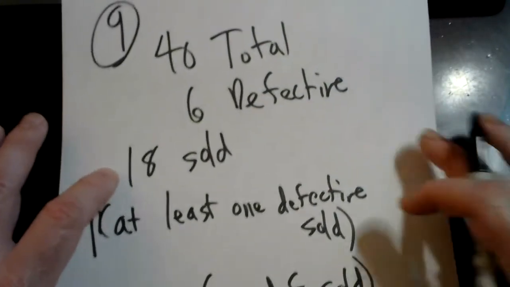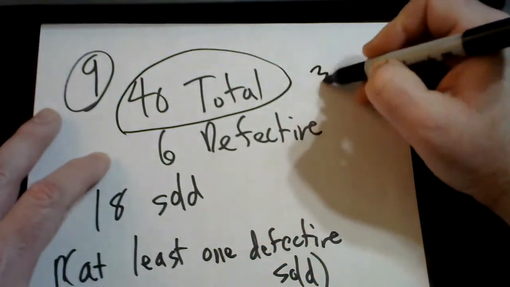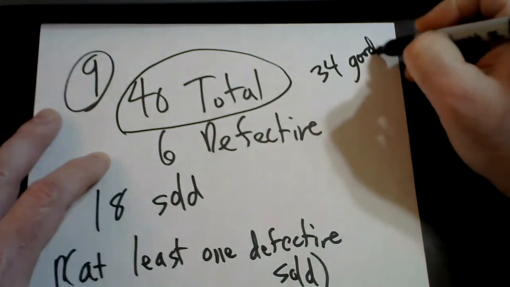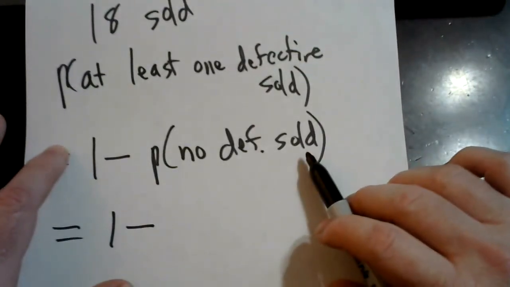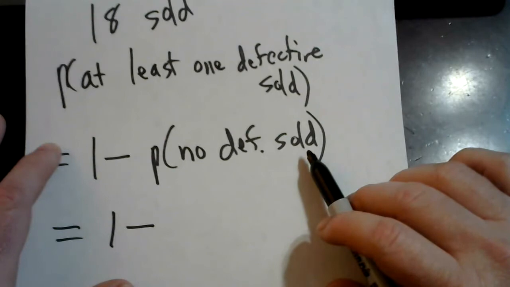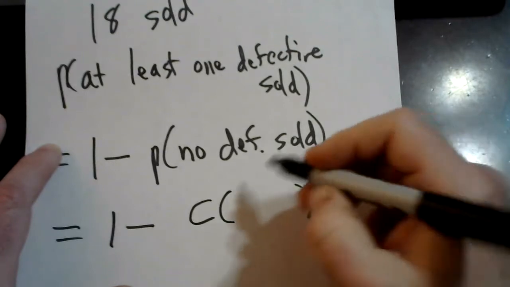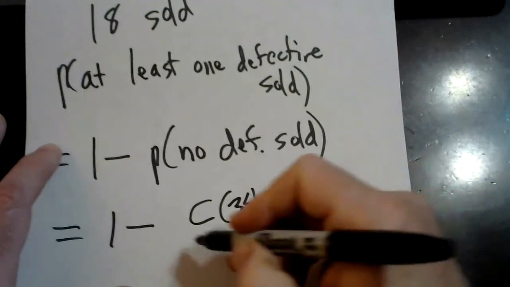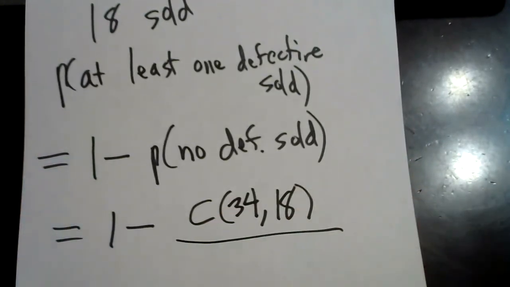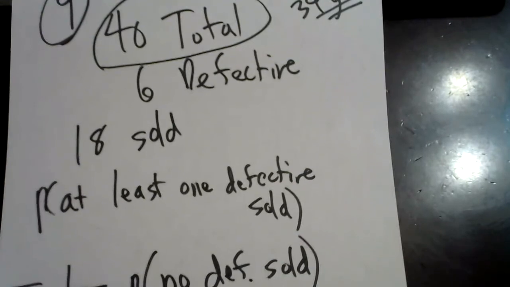All right. Now here's the idea. There were 40 total cameras. 6 were defective. Doesn't that mean that 34 cameras are perfectly good? And if we say that we're looking for the probability that no defective cameras were sold, that means all of them that were sold were good. So what you have to do is count the number of ways to sell only good cameras. Well, we just said that there were 34 good ones, and we sold 18 of them. So believe it or not, 34 choose 18 is the total number of ways that we could have sold only good cameras.